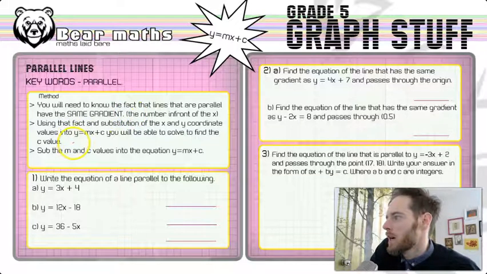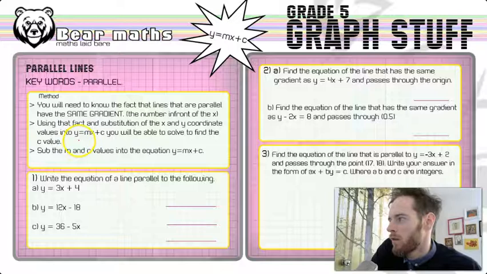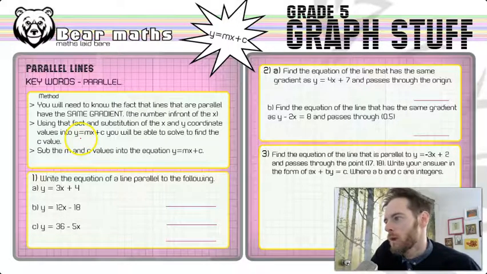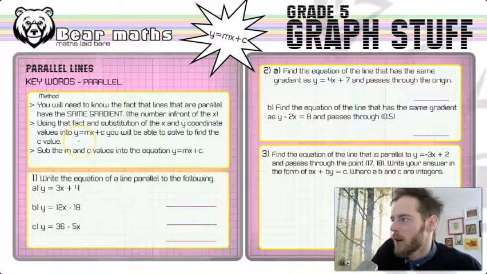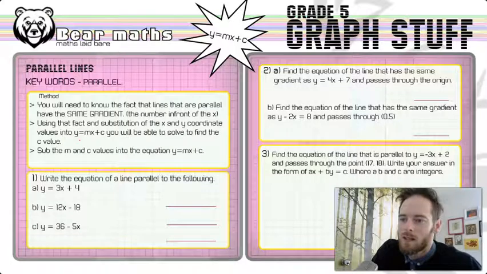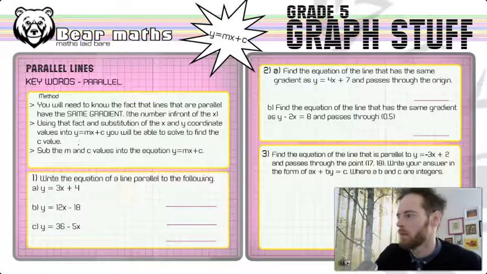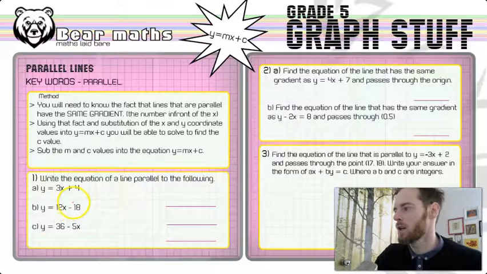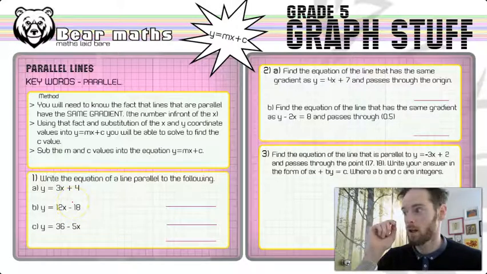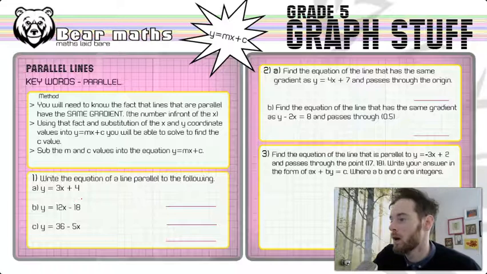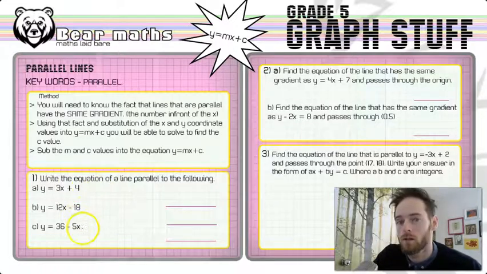Using the fact and substitution of the x and y coordinate values into y equals mx plus c, you'll be able to solve to find the c value, and then you're going to sub that value, the m value and the c value, into the equation y equals mx plus c to get the equation of the line that is desired within the question. So in question number one, you've got to write the equation of a line that is parallel to the following three different equations.